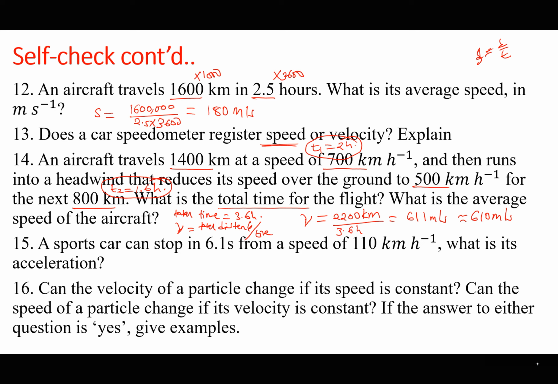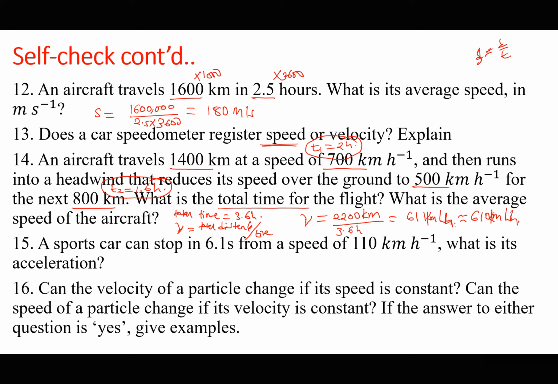Average speed is total distance divided by total time. So I think the average speed is going to be approximately 610 kilometers, sorry, it is kilometers per hour.